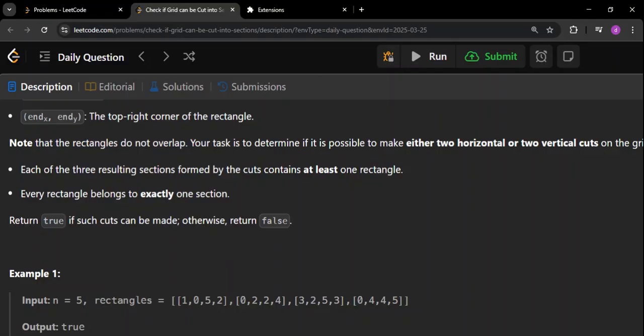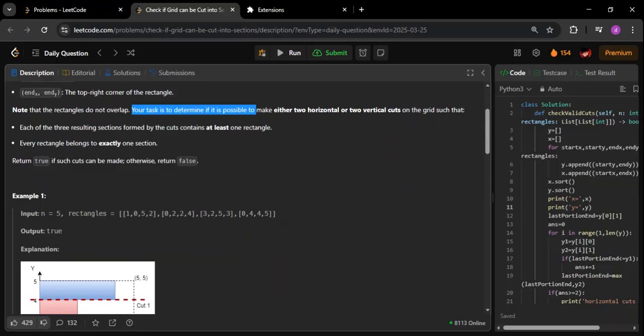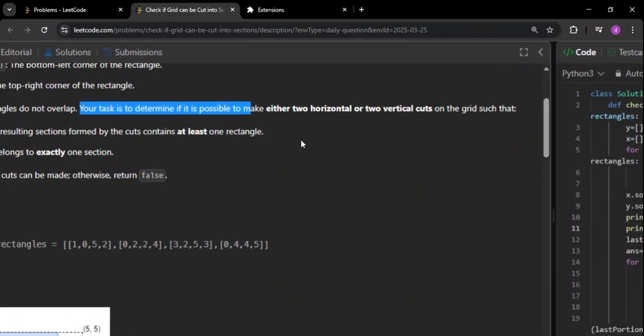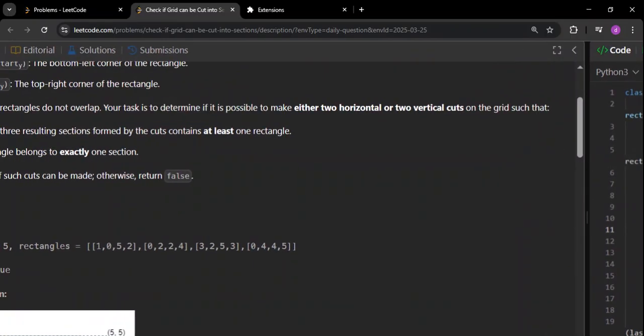That's the first point. Second point is that your task is to determine if it is possible. Okay, let me just zoom out a bit, so that I can cover the whole question in a single view. Your task is to determine if it is possible. Okay, let me zoom in further. Your task is to determine if it is possible to make either two horizontal, or, remember the word or is very important here, because if you do not understand this one, then the question will be very difficult for you. Okay, remember, it's an or.